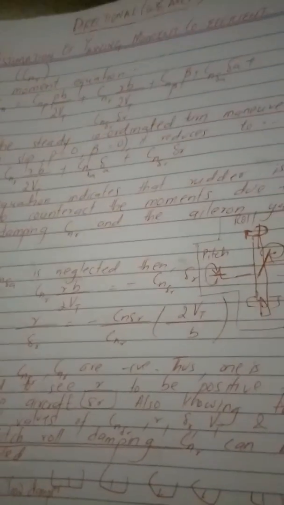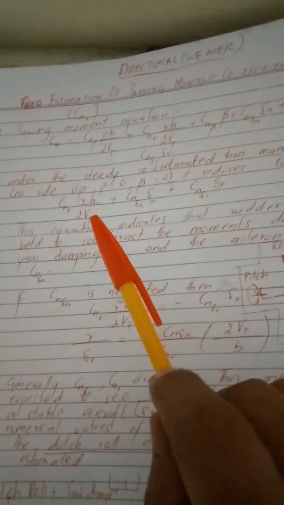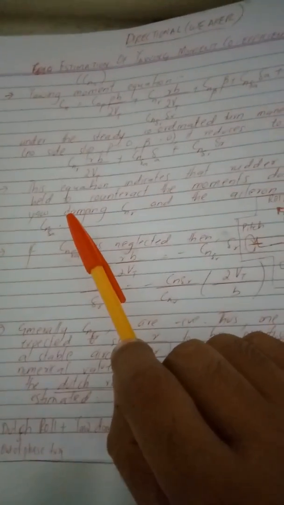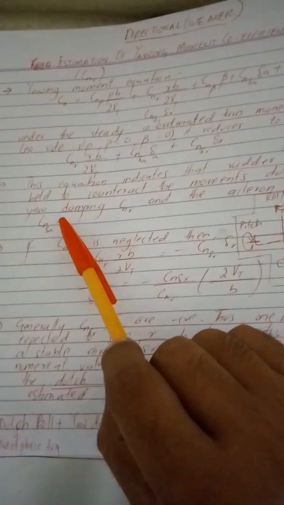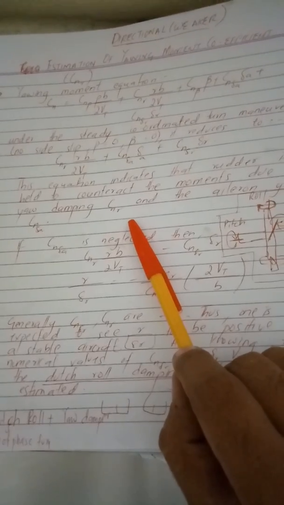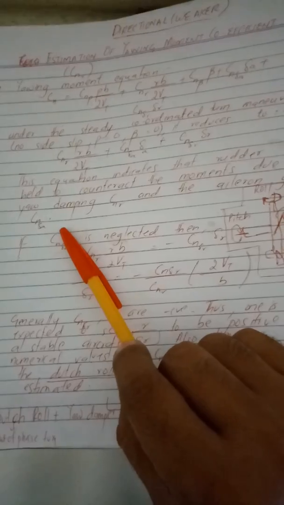Under the lateral directional stability and no side slip, P is equal to 0 and beta is equal to 0, so it reduces to this, because those two terms would be 0 and the remaining two terms are these. This equation indicates that the rudder is held to counteract the moments due to the yaw damping, which is Cnr, and the aileron yaw, which is Cn lambda A.